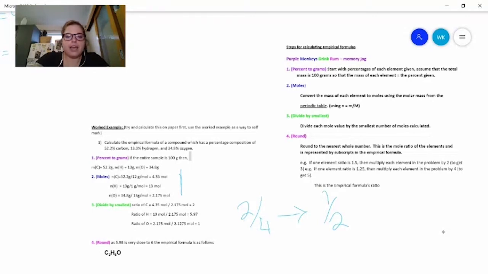To simplify it, you divide by the smallest amount of moles. Why? Because you can't have less than that. You have to have at least 2.175 moles in your 100 grams or it just doesn't work.